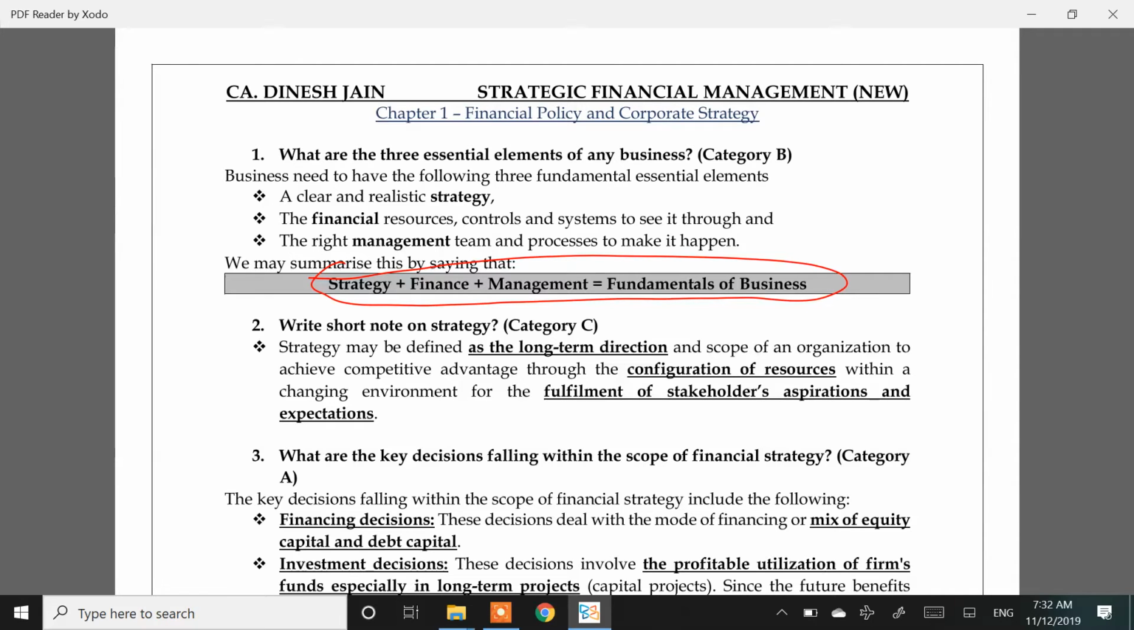Anything which an organization does has to route through finance. You can do production planning, manpower planning, sales planning, research and development. Everything finally has to be described in terms of money, in terms of finance. So a business needs to have the following three essential elements. One, there should be a clear strategy. I need to have financial resources which can help me to make it happen. And there should be a right management team which can help this happen. If you have strategy plus finance plus management, that can help an organization to survive, and that is the root, the basic thing which is needed in an organization.